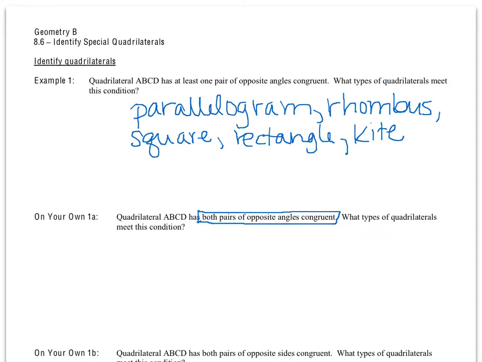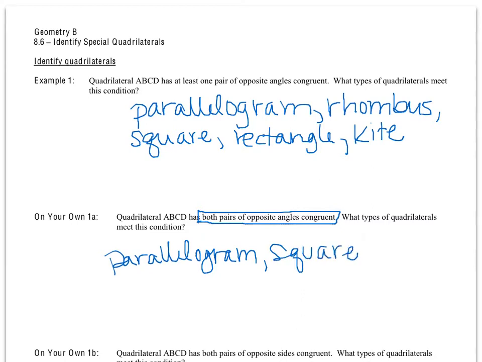Okay, so it says quadrilateral ABCD has both pairs of opposite angles congruent. So now we're saying both pairs. So you should have said a parallelogram, a square, a rectangle, and a rhombus. Those are our 4 that have both pairs of opposite angles congruent.